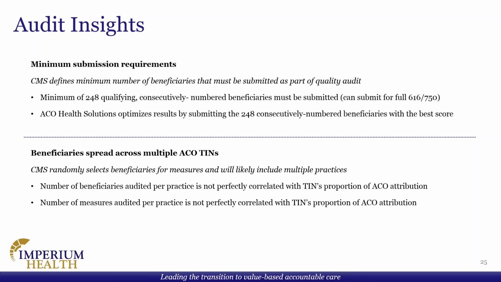When we turn our information in to Medicare, we're required to submit a minimum number of beneficiaries. We have to submit a minimum of 248 qualifying consecutively numbered beneficiaries. And we will do our best to audit as many as we can, because we know the more we audit, the better our score will likely be. So the ACO will work with ACO Health Solutions to optimize that potential score to ensure that we're submitting the best 248 on behalf of the ACO. And beneficiaries are spread across all TINs, and it is somewhat random. It's not going to be just one or two practices. It will be spread across the entire ACO.